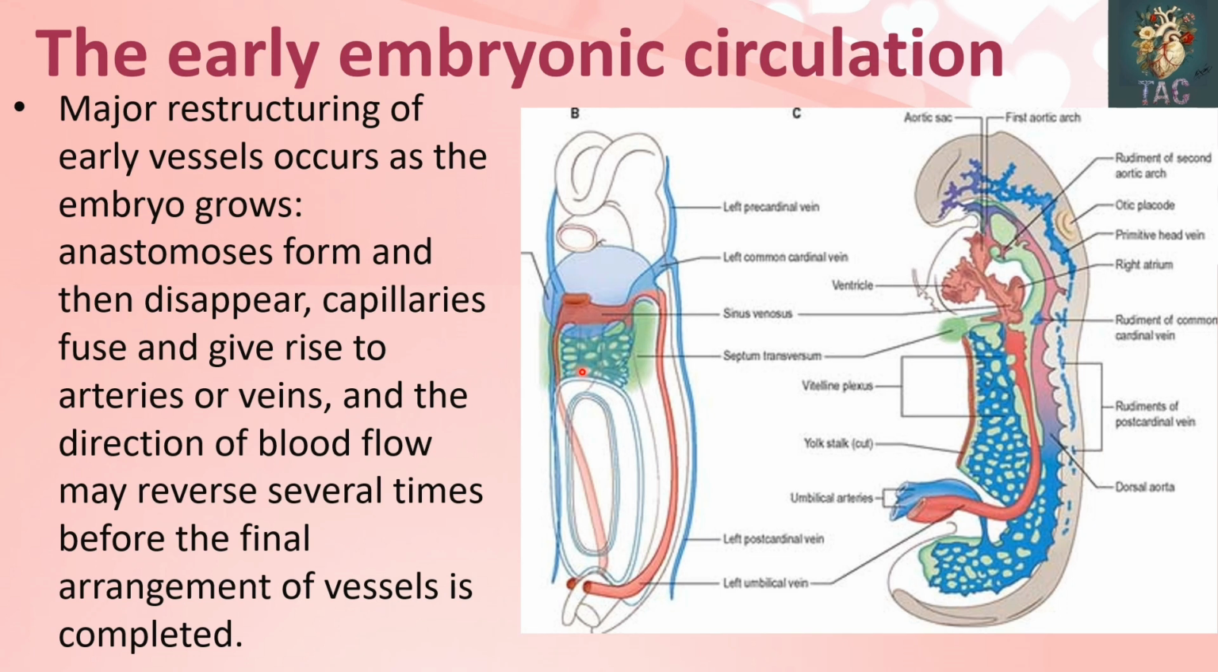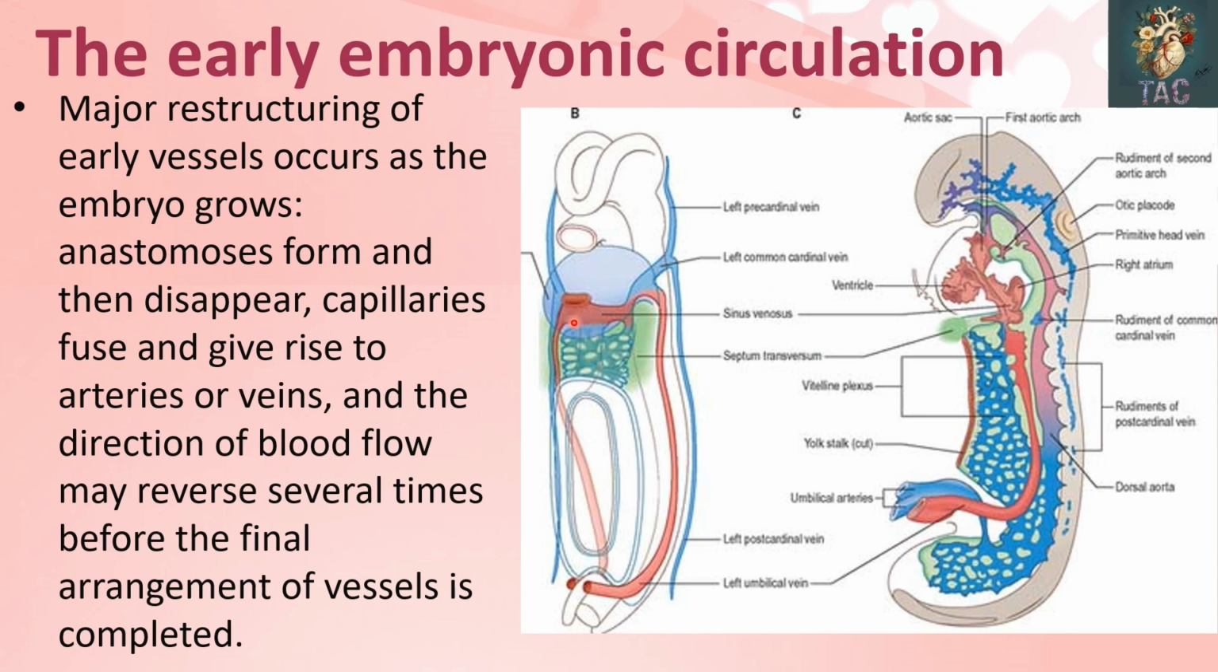So you can see the anastomoses form in different areas, and then they appear and then they reappear. The capillaries fuse to form different blood vessels, either arteries or veins, and there is a reversal of the blood flow several times before the final arrangement takes place.